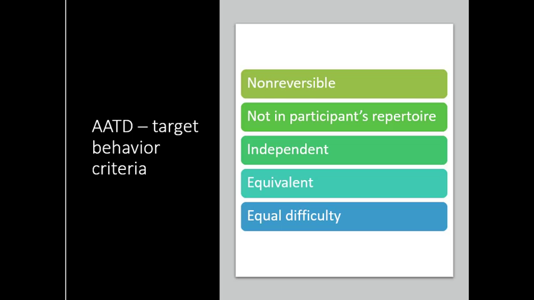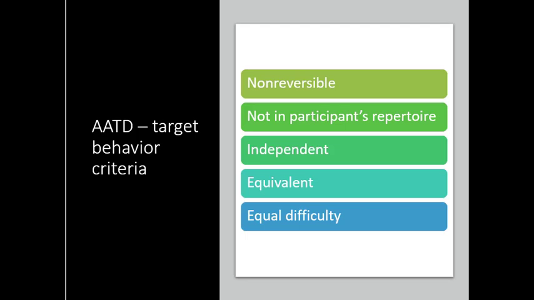Adapted alternating treatments design was developed to compare instructional practices with non-reversible behaviors, specifically those that are not in the participant's repertoire, that are independent, and that are functionally equivalent. To use this design, researchers must select behavior sets or chains of equivalent difficulty. One way to ensure that behaviors are of equal difficulty is to teach the behavior to non-participants who have similar attributes to those who will be recruited as study participants. The same procedure should require the same amount of instruction to establish criterion level responding.